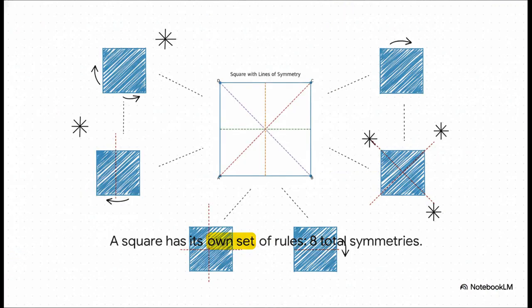The rules change when the shape changes. For a square, you've got more options. You can rotate it 90 degrees, 180, 270. You can also flip it horizontally, vertically, or even across its diagonals. You add it all up, and the square has a total of 8 of these special moves. Each shape has its own unique family of symmetries.